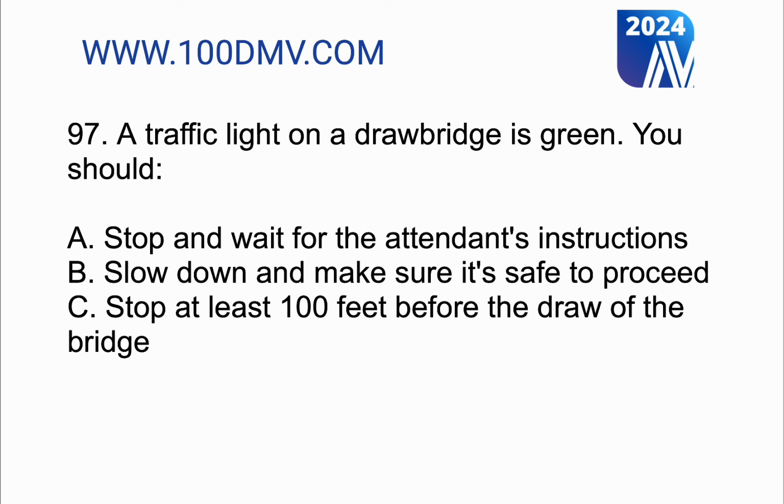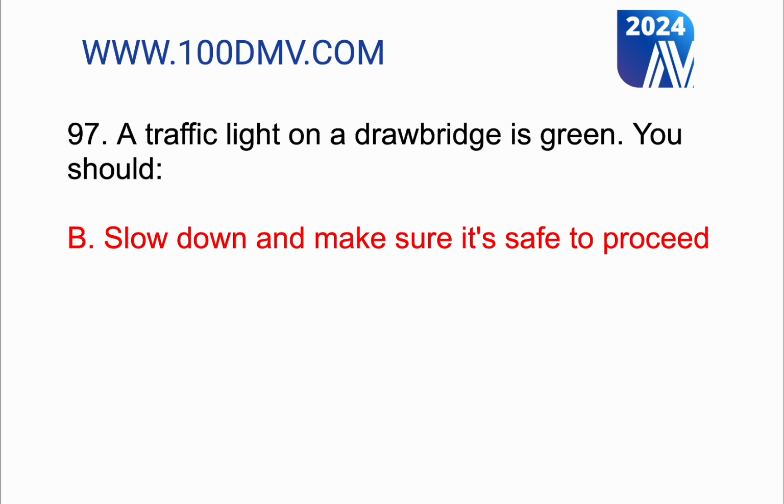97. A traffic light on a drawbridge is green. You should: A. Stop and wait for the attendant's instructions. B. Slow down and make sure it's safe to proceed. C. Stop at least 100 feet before the draw of the bridge. The correct answer is B. Slow down and make sure it's safe to proceed.